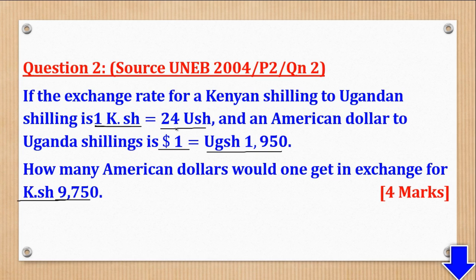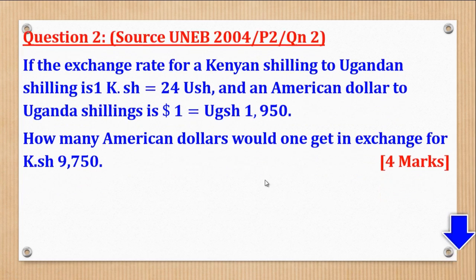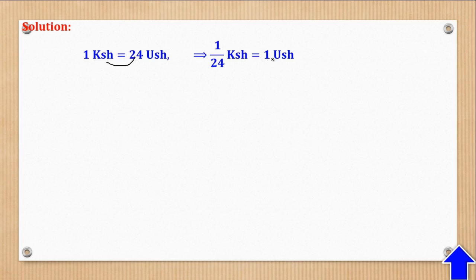So still here we have three currencies. One is Kenya shilling, Uganda shilling, and a dollar. So you come and say that 1 Kenya shilling is equal to 24 Uganda shilling as we are given. So we bring this 24 this side to come up with 1 over 24 Kenya shilling being equal to 1 Uganda shilling.